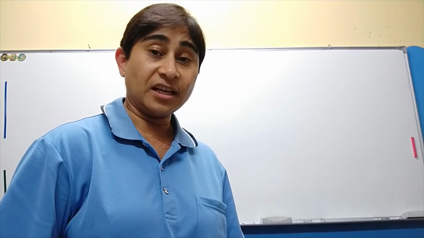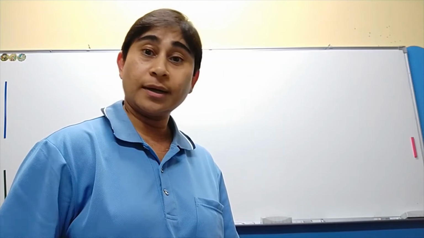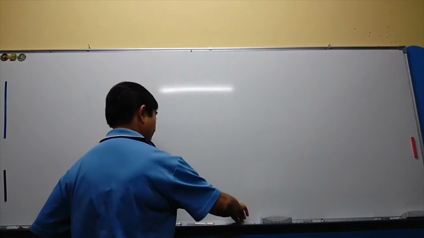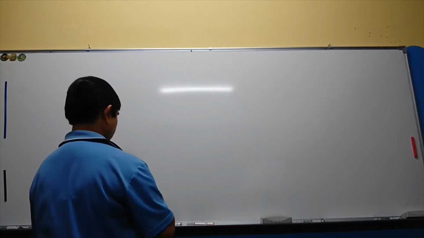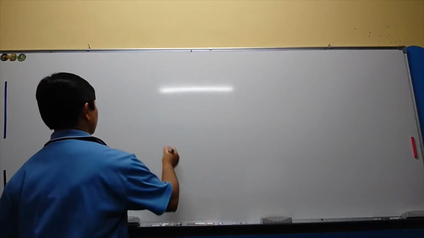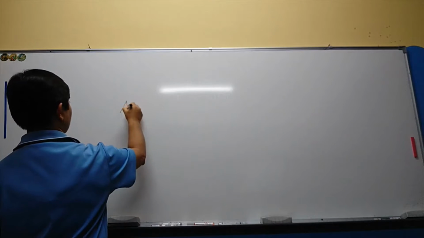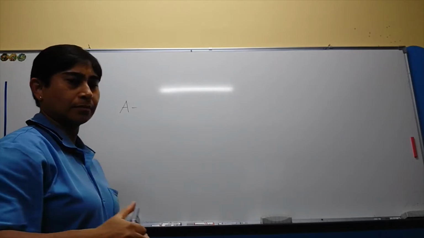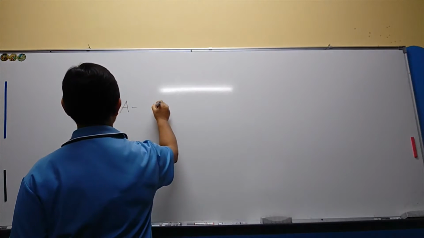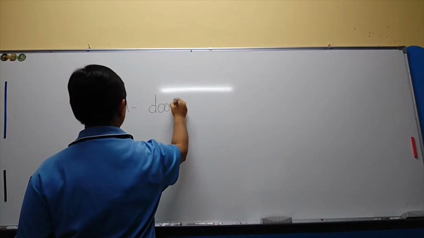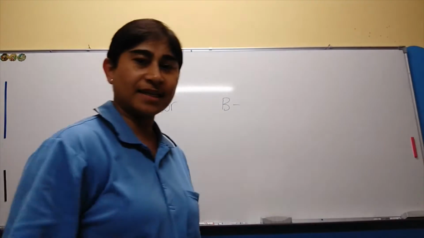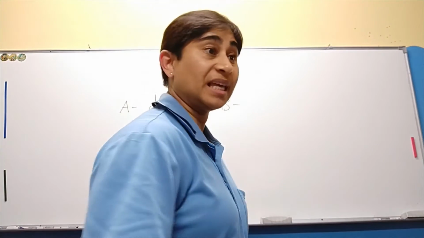Okay, if you are finished, we will continue. Check that your answers are correct. What was A? A is door. So just write door. Keyword is door. What's B? Cupboard. Yes, B is a cupboard.